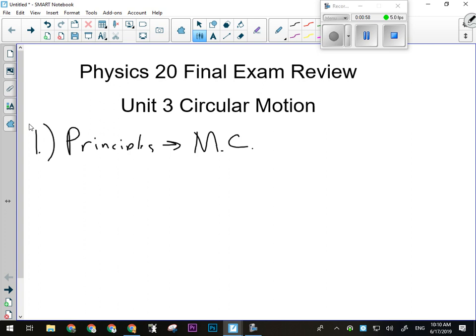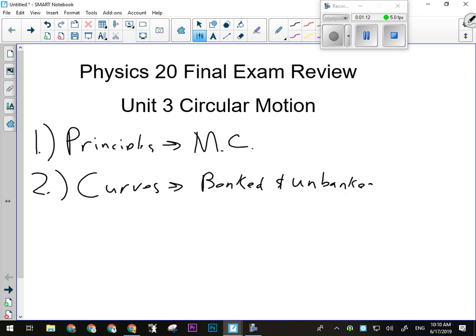Then curves. We talked about two kinds, banked and unbanked. It would be important to know how they work. You don't know which one I'm going to ask about, but there's definitely a question about curves in the written response part of your final exam. But there's also a couple of multiple choice questions about curves as well.